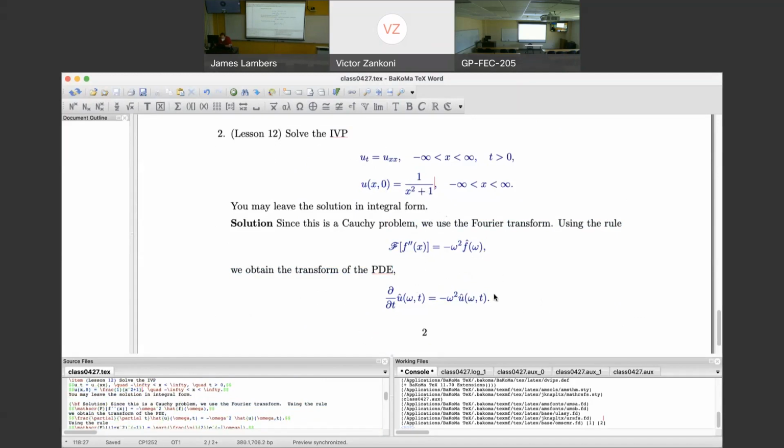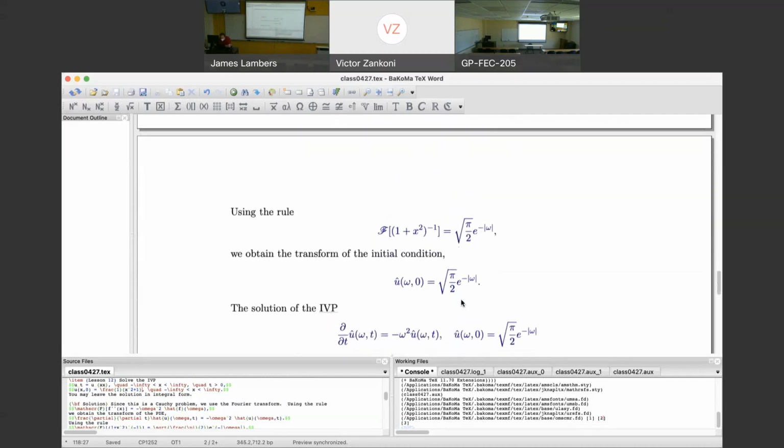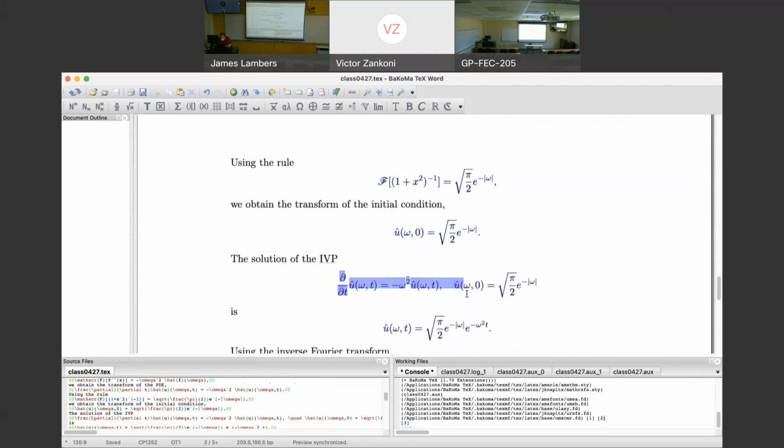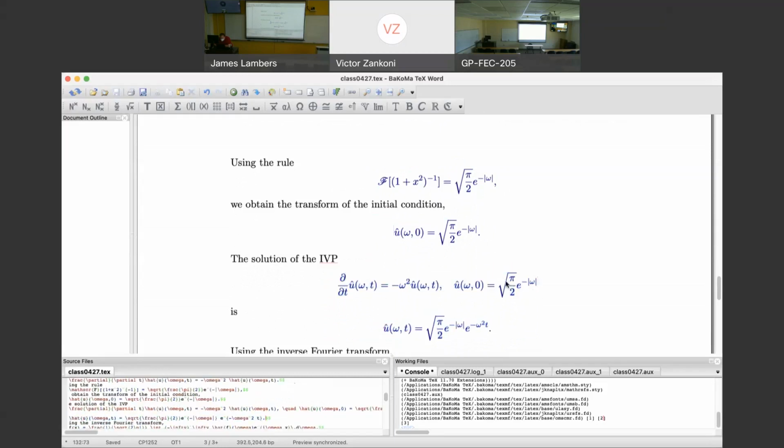The result is an ODE that depends on the parameter omega. That's your Fourier transform variable, your frequency variable. And the initial data for each ODE comes from the Fourier transform of your initial data. So in this case, this is a rule that I used. So we end up with this. Solve the initial value problem. In this case, this is your solution. It turns out to be your initial value times e to this constant times t. That was for heat equations, so it'll be a first order ODE.